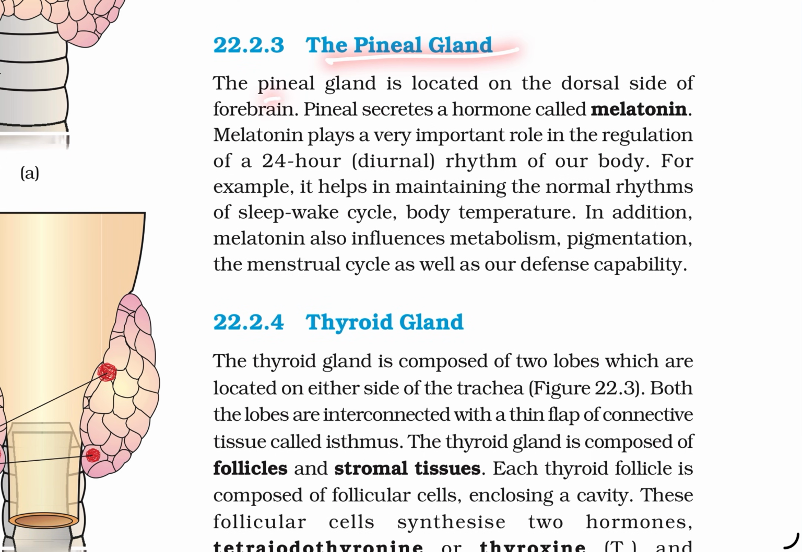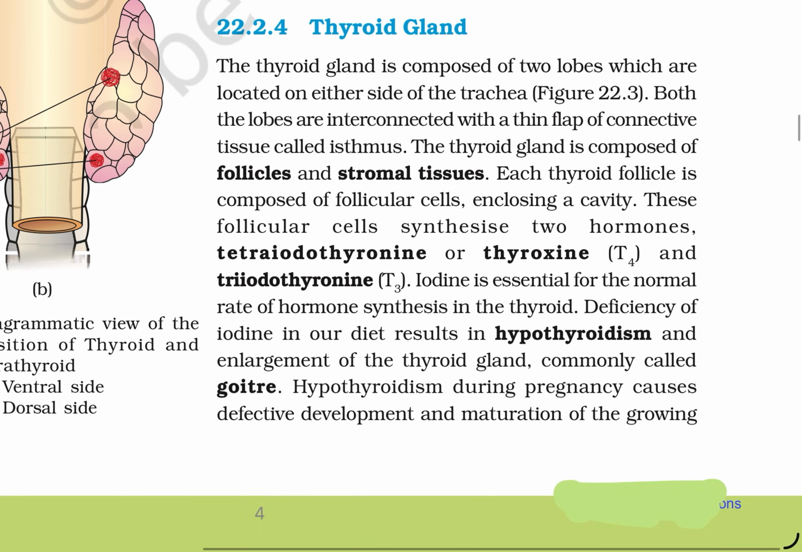The pineal gland. The pineal gland is located on the dorsal side of the forebrain. The pineal secretes a hormone called melatonin. Melatonin plays a very important role in the regulation of 24-hour rhythms of the body. For example, it helps to maintain the normal rhythm of the sleep-wake cycle and body temperature. In addition, melatonin also influences metabolism, pigmentation, the menstrual cycle, as well as our defense capability.